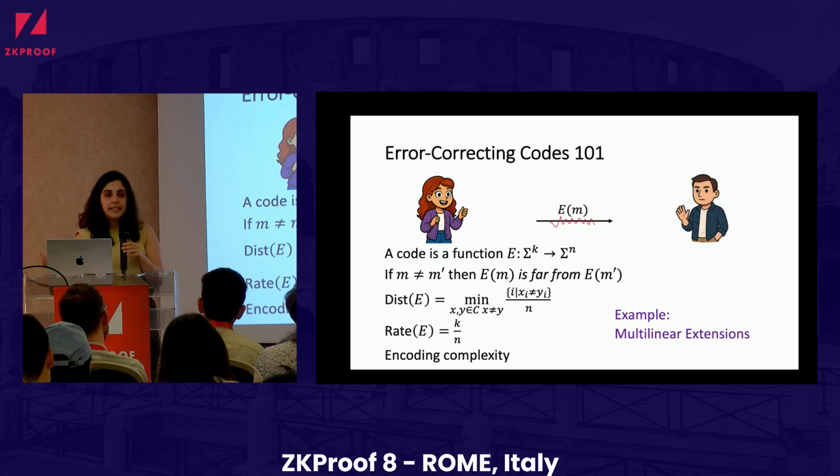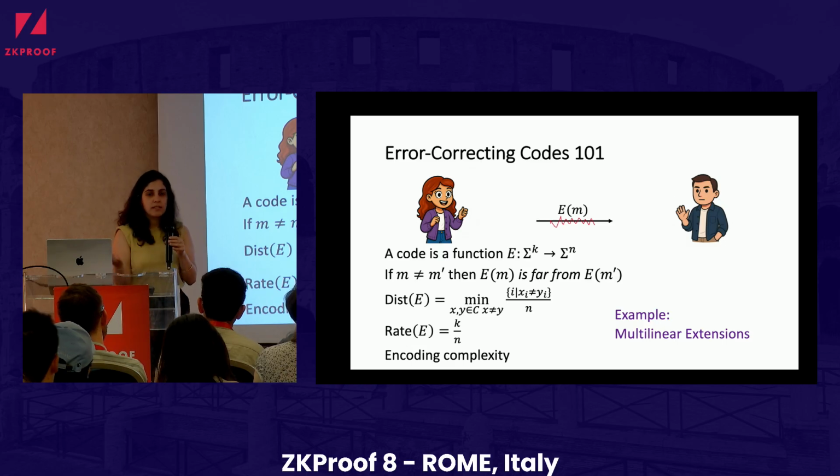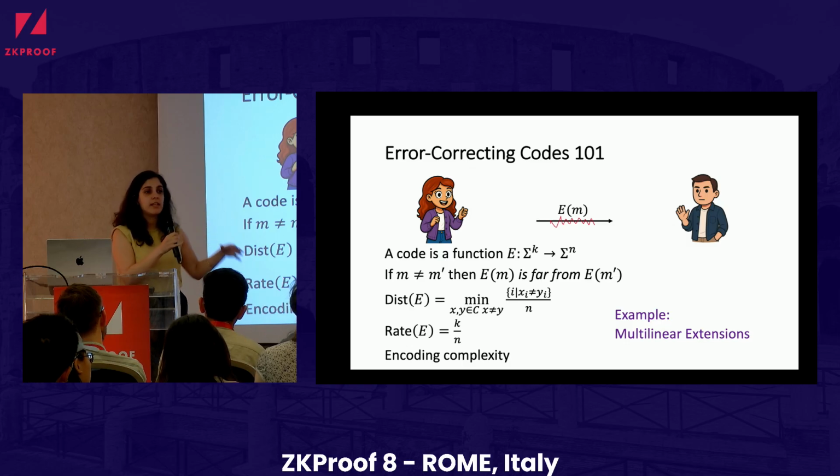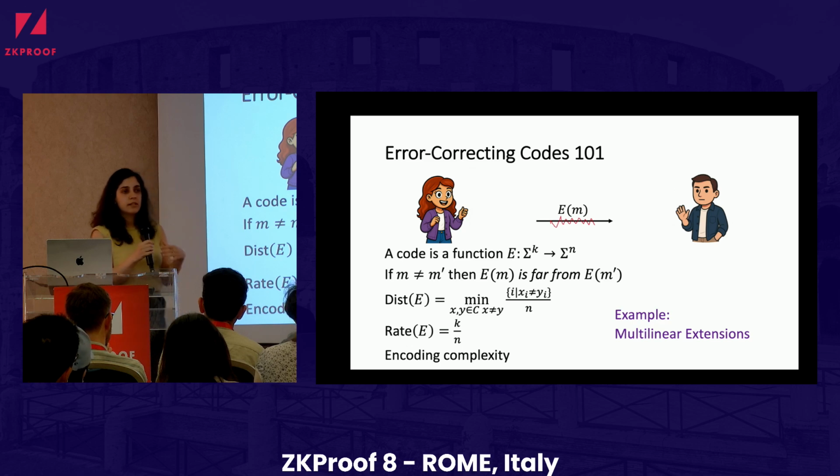So one example is multilinear extensions. These are codes, and the way to think about them as codes is that we have a message, and the code word is the polynomial that agrees with this message on the Boolean cube. The distance for these codes follows from the fact that two polynomials of low degree cannot agree on a lot of points.